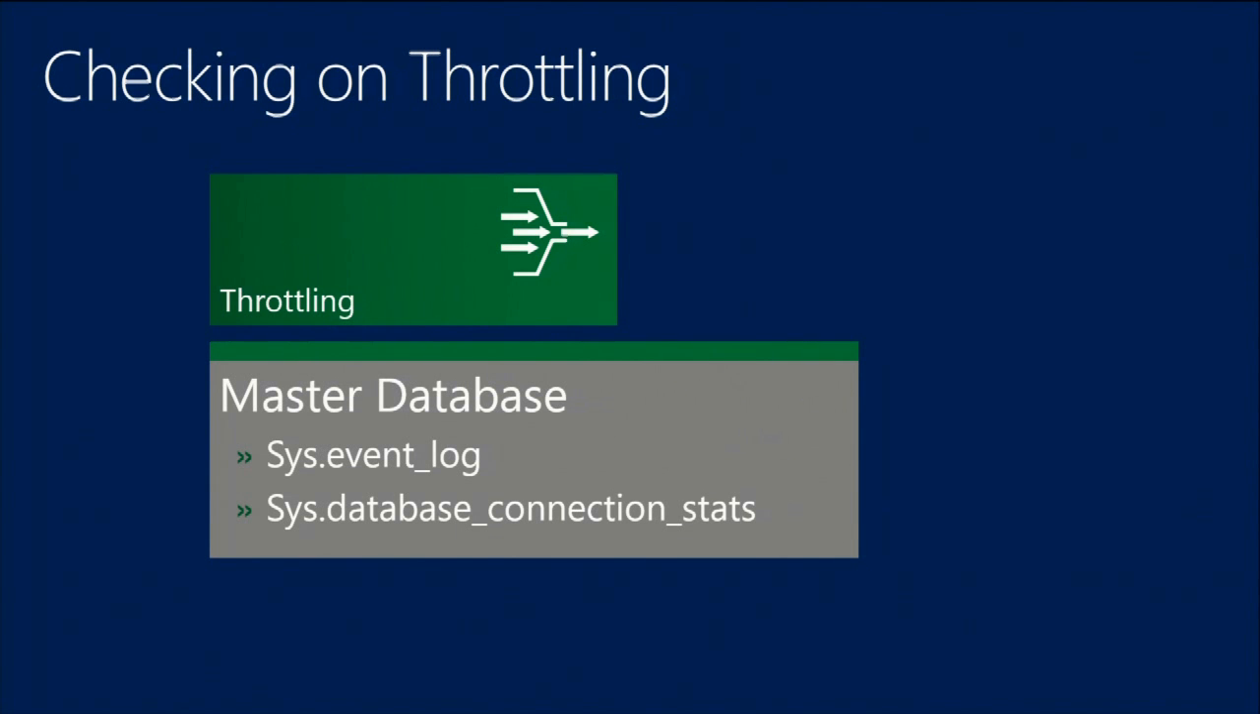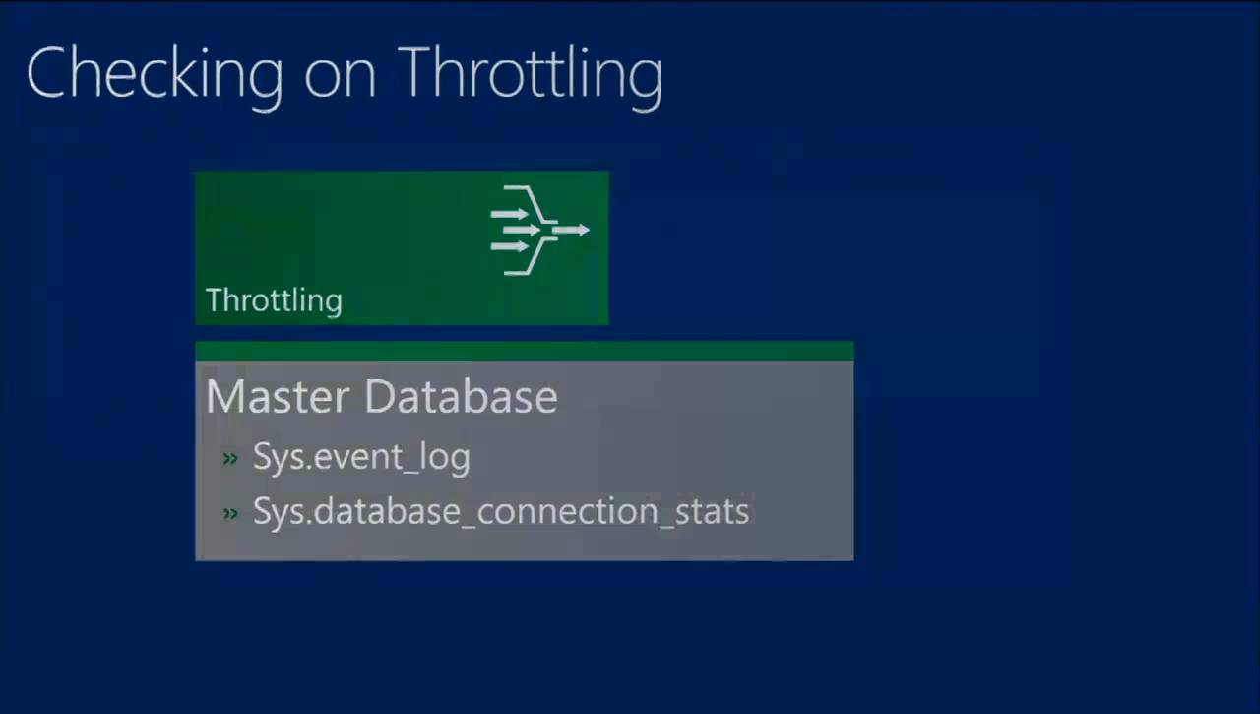All right. So we will take a look here in a minute at sys.event_log and sys.database_connection_stats. These are two DMVs that give us an idea of what's going on with our connections. Were they successful? Were they not successful? Did we get throttled? Was it rejected for whatever reason? We will be able to take a look at these. These are two DMVs that you need to look at and be aware of to see what's going on with your connections, and we'll actually take a look at that.